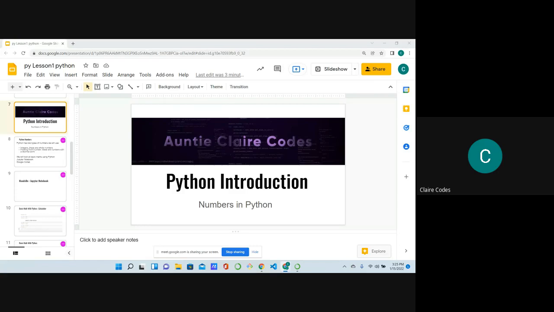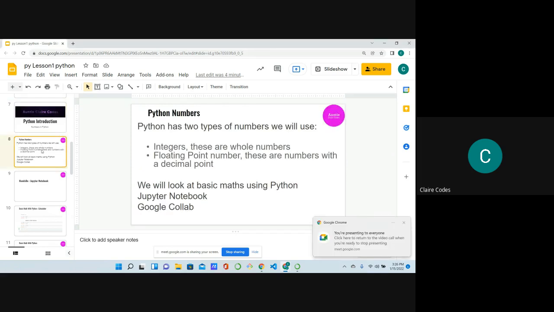In this section, we're going to be looking at numbers in Python. Python has got two kinds of numbers. We have the integers and then the floating point. Integers are whole numbers, and floating point numbers are numbers with a decimal point.